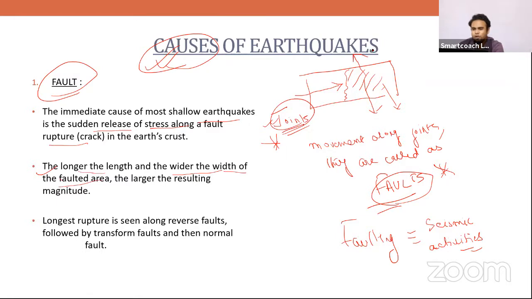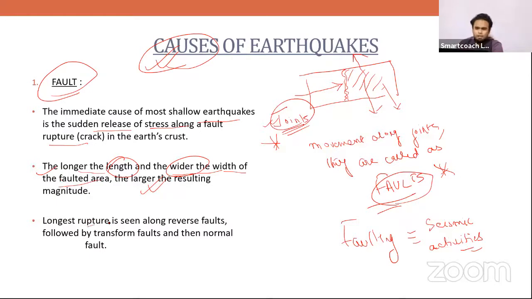So this is the fault, right? This crack that you see here, this is the faulting line. So if the length of the fault is more and if it is also wider, then what? Then the intensity of the seismic waves will also be more. This means that length and width are directly proportional to the intensity of the earthquake, right?